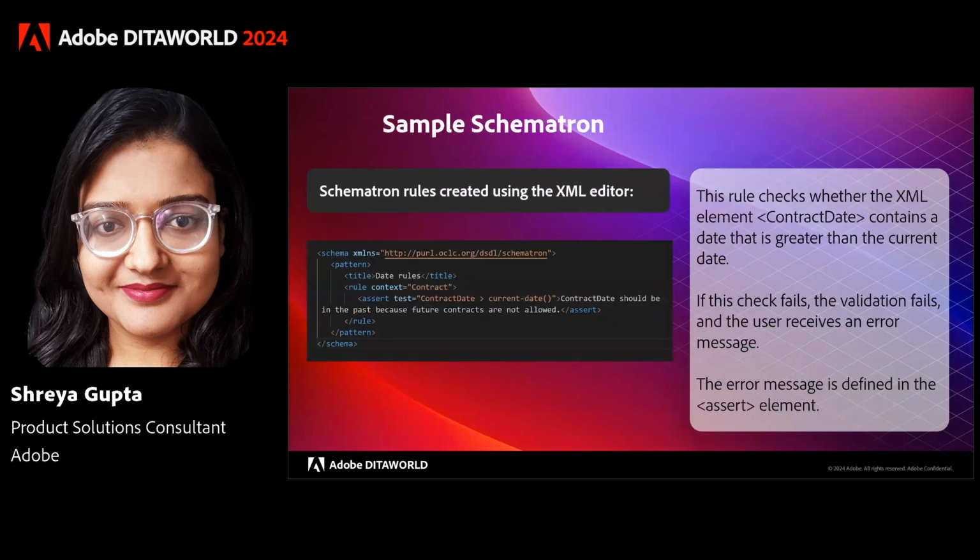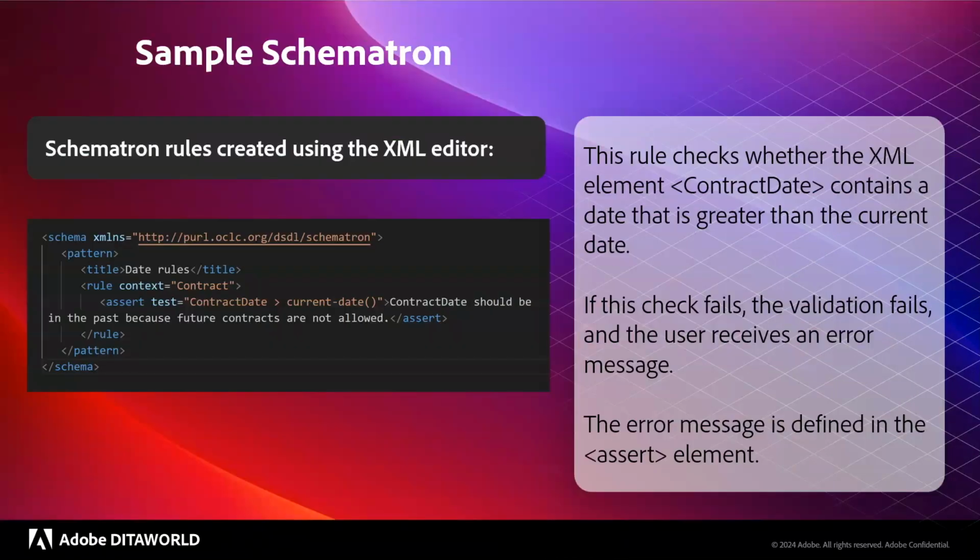Now, moving ahead, I just wanted to explain what a Schematron file exactly looks like and how to write these Schematron validation rules. So this here is a basic Schematron file that I have included, in which this rule checks whether the XML element, which is the contract date, contains a date that is greater than the current date. If this check fails, then the validation fails and the user receives an error message. And the error message you can see is defined in the assert element.